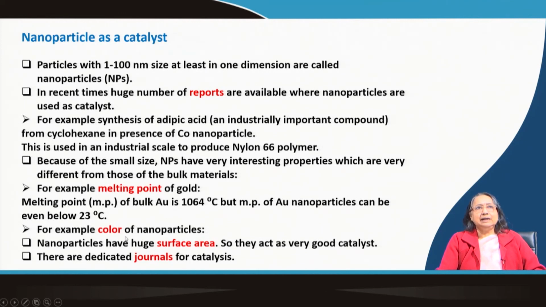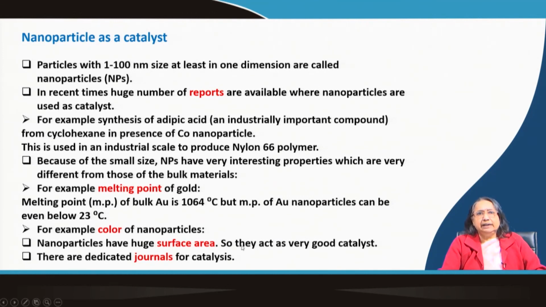Okay. Another is the color. Gold may have different types of colors when it is nanoparticle. Say, for example, it can have purple color, blue color, other different colors. The same is true for silver. Silver nanoparticles may have different colors. So, they have different colors from the bulk metal.